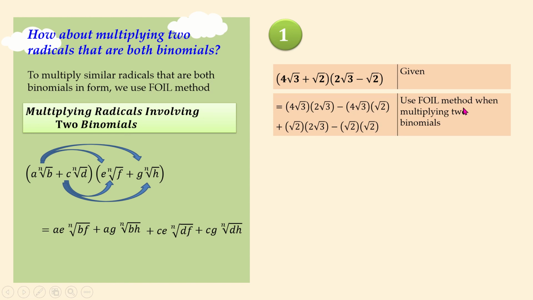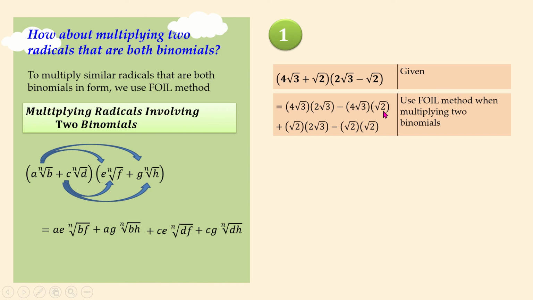We use the FOIL method when multiplying two binomials. So, first term times first term: 4 square root of 3 times 2 square root of 3. Next, outer times outer: 4 square root of 3 times negative square root of 2. Positive times negative, so minus. Enclose it in parentheses: minus 4 square root of 3 times square root of 2.